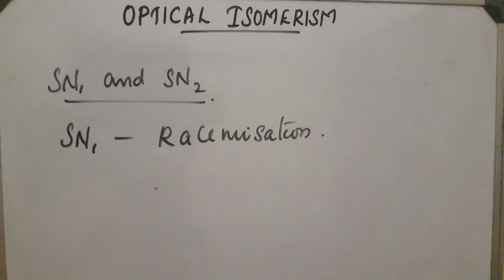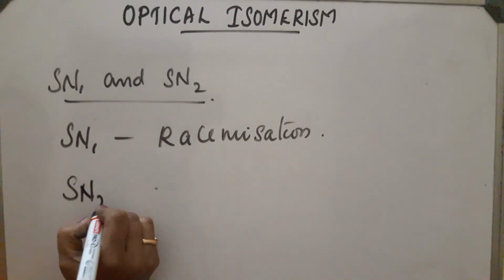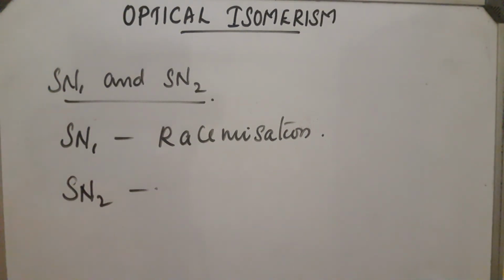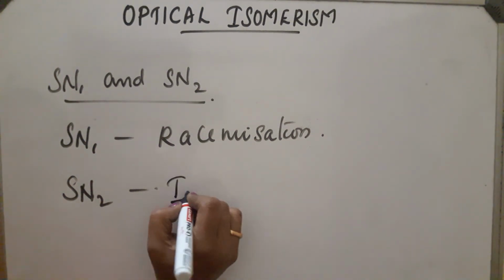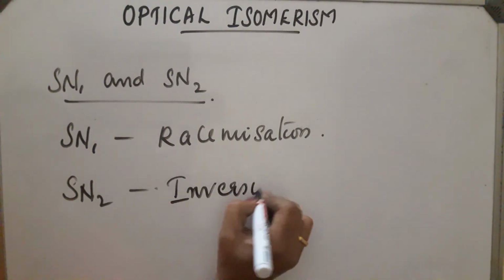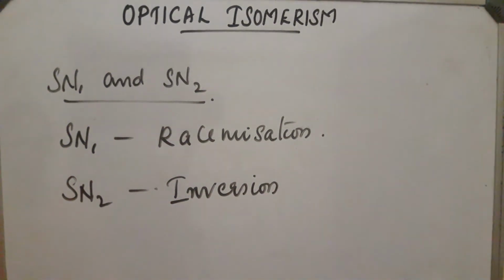Whereas in the case of SN2, we know that the reaction takes place through a transition state. So the attack will be only opposite to that of the leaving group. In such cases, inversion of the product takes place. Okay, this much about optical isomerism.